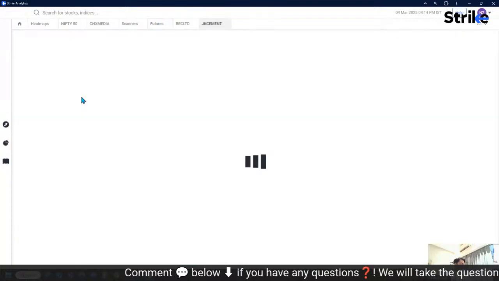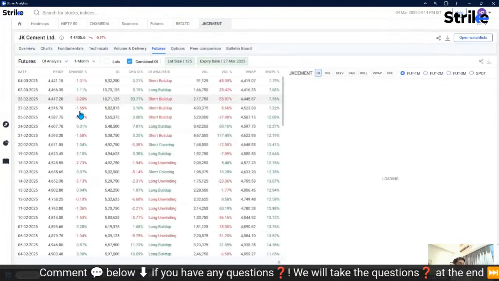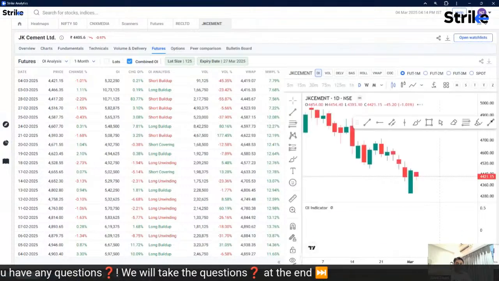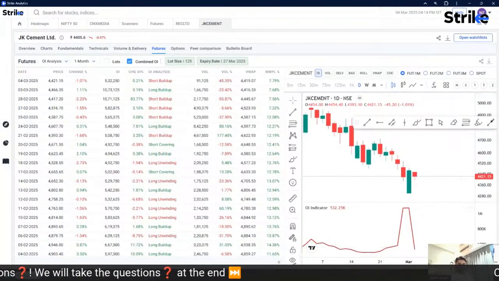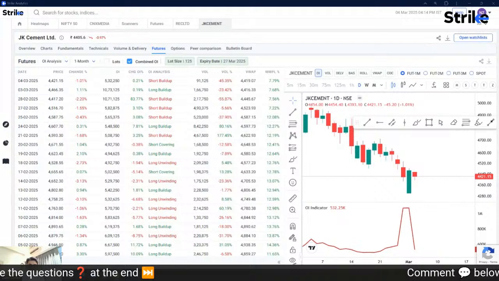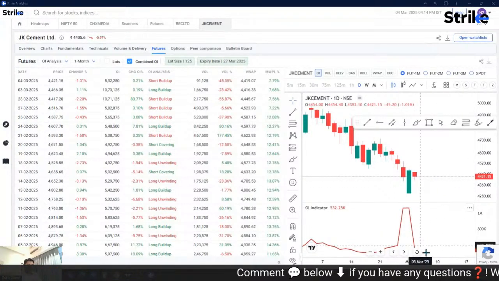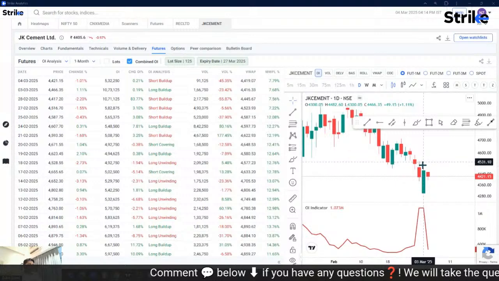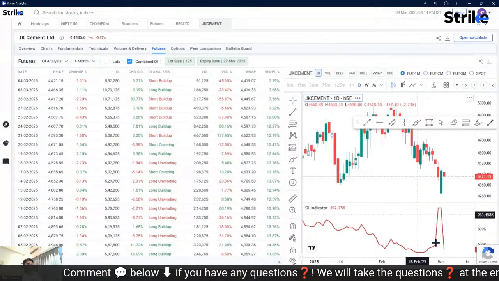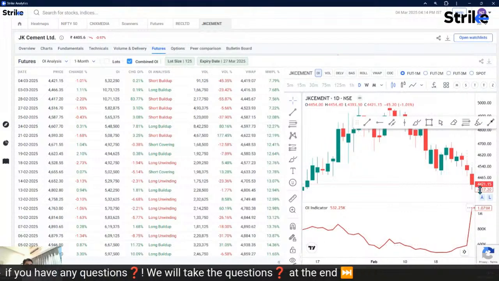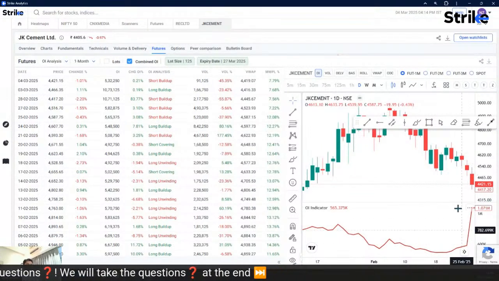So again, over here, you can just simply pop out and look at its chart with its open interest indicator down here. Okay, I'll just change the placement. Okay, so you can see that over the past week over here, the prices have gone down and the open interest has gone up.